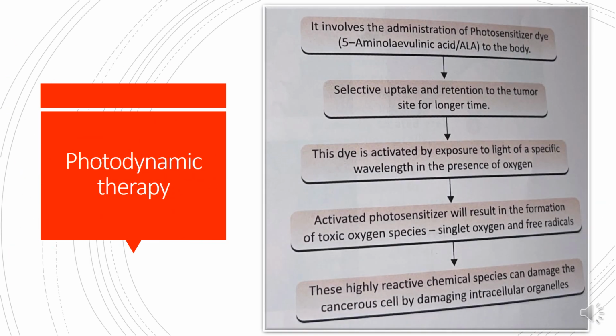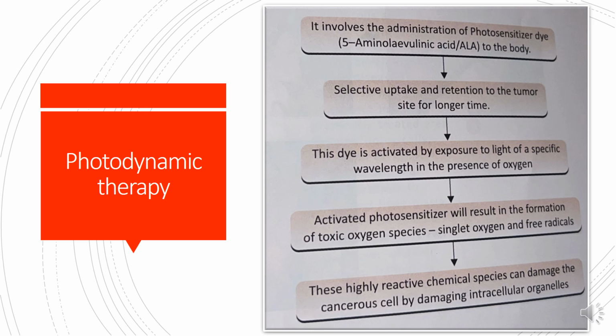Coming to photodynamic therapy, it involves the administration of a photosensitizer dye, which is 5-aminolevulinic acid, to the body. There is selective uptake of this dye and retention at the tumor site for a long time. This dye is activated by exposure to light of a specific wavelength in the presence of oxygen.